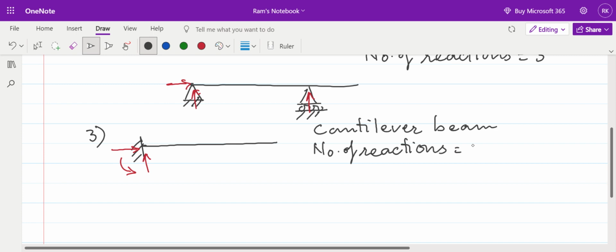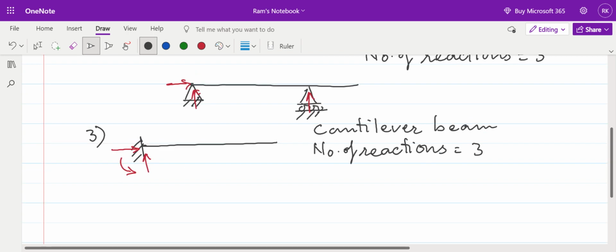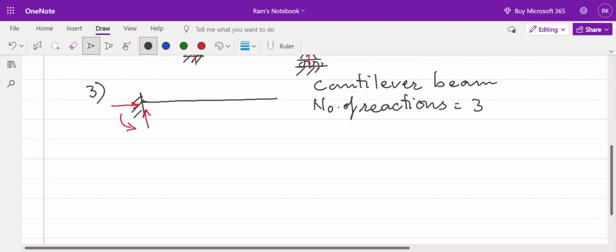So the common thing in all 3 types of beams, that is the simply supported beam, overhanging beam, and cantilever beam, is that the number of reactions is equal to 3. This is what we have seen.